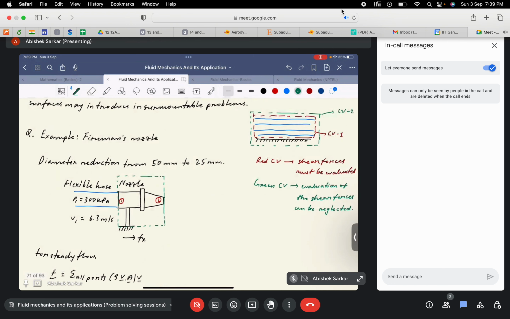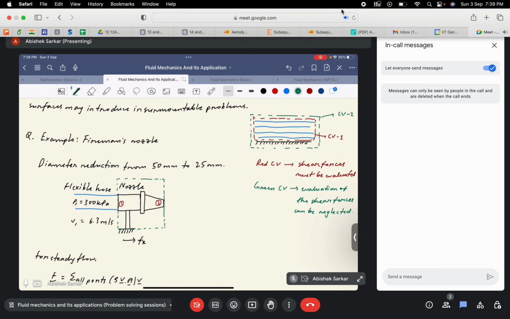Okay. So this is one of the examples. It's dealing with the flow through a nozzle, or specifically in this case a fireman's nozzle. Ideally the nozzle is just this portion of this entire hose, this additional accessory that is being added on the pipe. So this converging part of the hose or pipe was actually the nozzle, but let's just say for this example, we are considering this whole geometry as the nozzle.